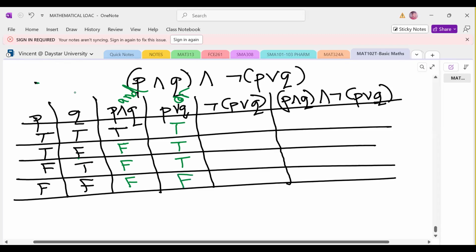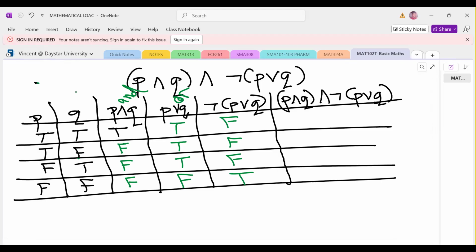False, because here it is false. So once you have done that line correctly, the next one is very easy. You get the negation of the previous column. Now here it will be the negation of T, F. Negation of T, followed by F, followed by T. So it means if you get column 4 wrong, column 5 will also be wrong, because they are related. They have opposite truth values.